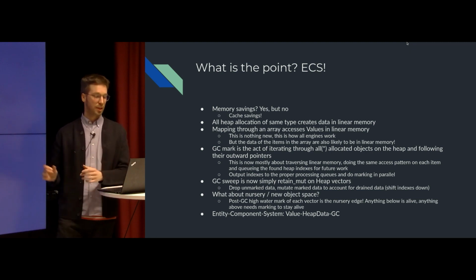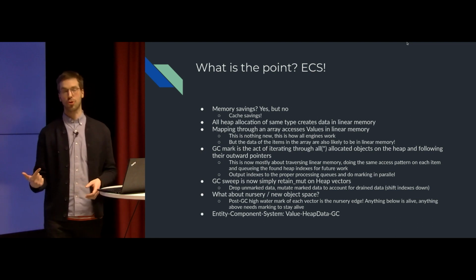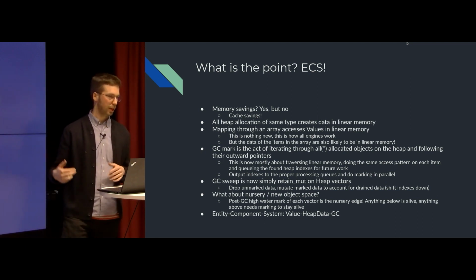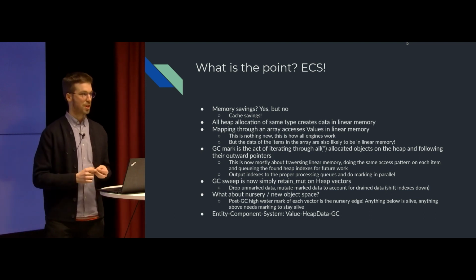So at the end of the day, our engine is an entity component system where our entities are the values, the components are the heap data that we keep in the vectors, and the systems that we have are mostly our GC, but also, of course, the user code that we run on it. But they can do whatever. But yeah, we get a nice entity component system.